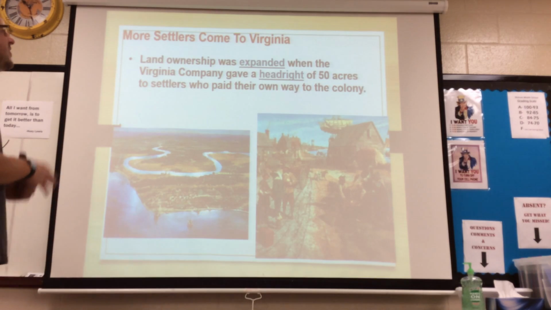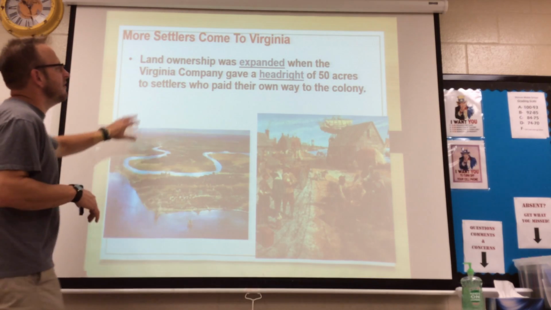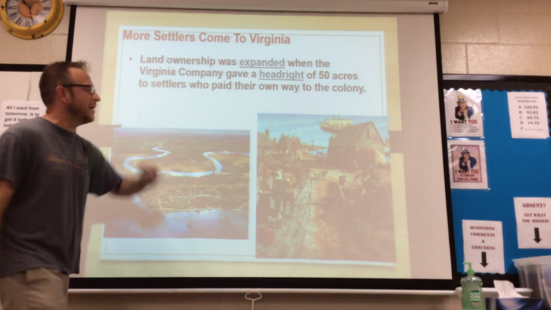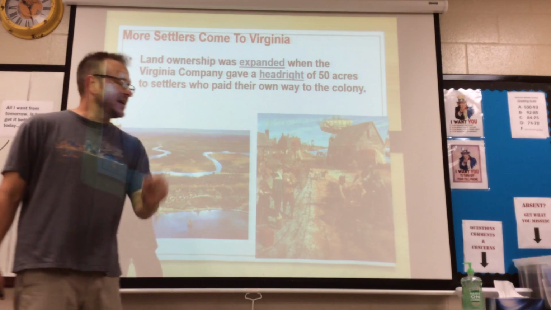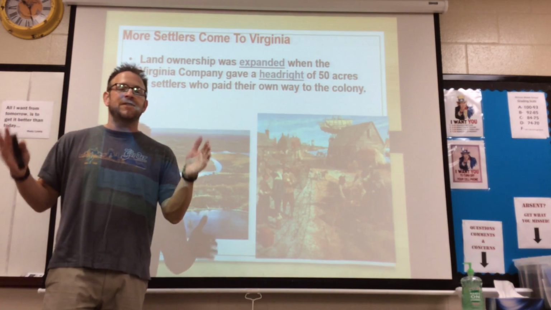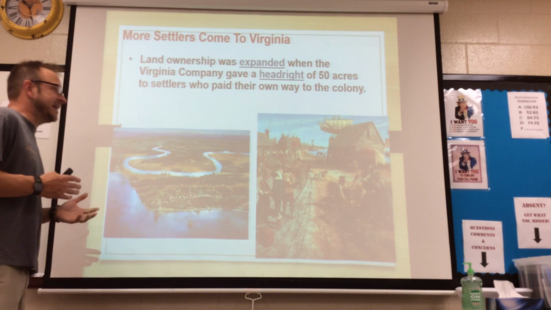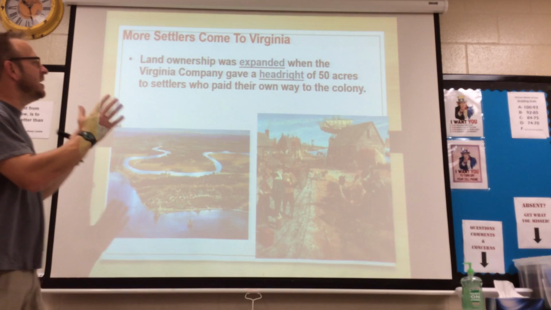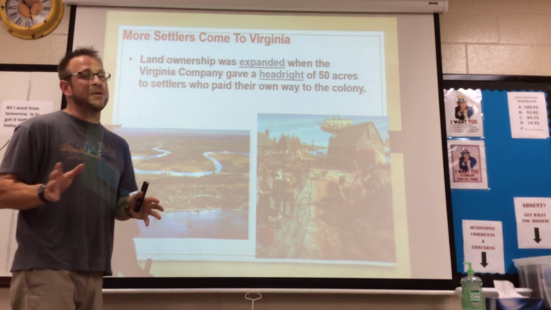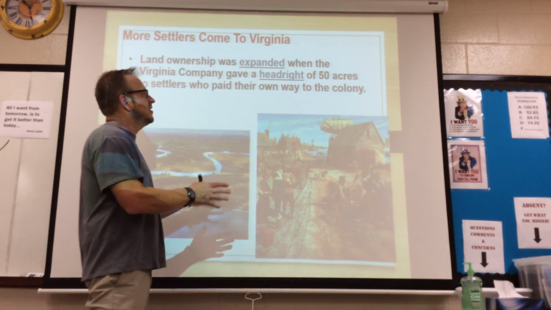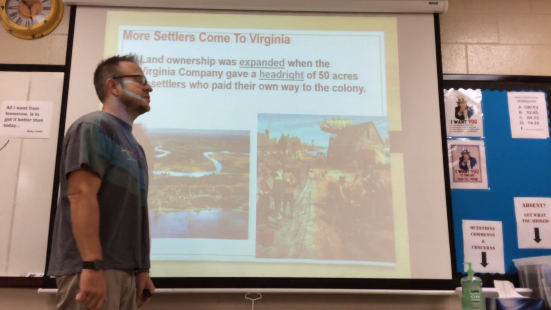Now, land ownership was expanded when the Virginia Company started giving head rights of 50 acres to settlers who paid their way to the colony. You buy your ticket, you get over there, and you get 50 acres. It's a great deal. It excited a lot of people. The thought of being able to get 50 acres is a lot of land, people. Think about it. You buy your ticket, you go there, and all of a sudden, this 50 acres is yours.